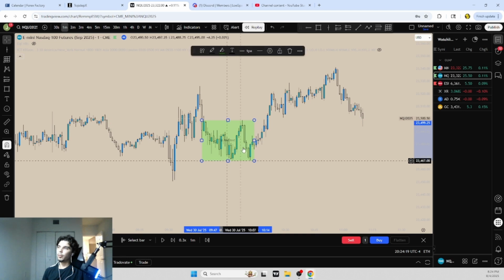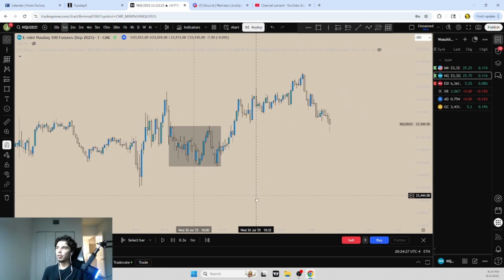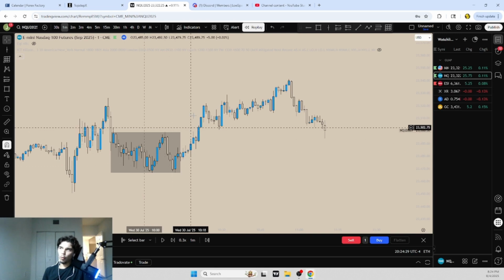Well, what do we end up doing? Do we actually end up sweeping out these lows? Nope, we actually created equal lows. So again, Wednesday, we wouldn't be able to incorporate this in our strategy. And honestly, I wouldn't suggest trading this price action anyway. This is just terrible, right?